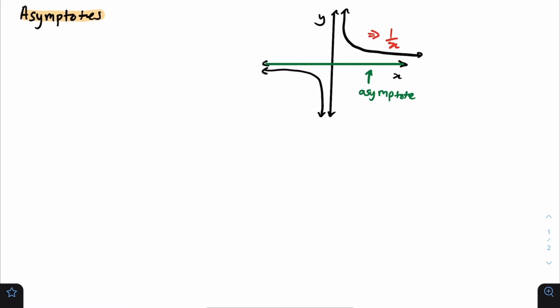And there are mathematical ways of calculating what the asymptote is. In this case, the asymptote is y equals 0, which is just the x-axis. That's the asymptote for 1 over x. The other asymptote, if you noticed, is the y-axis, as this side of the function tends towards negative infinity, while this side tends towards positive infinity.